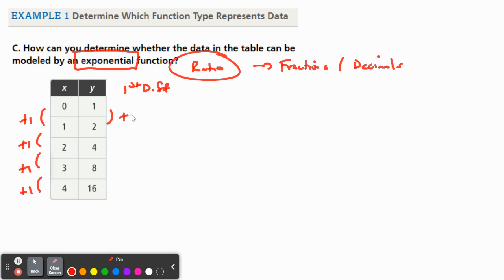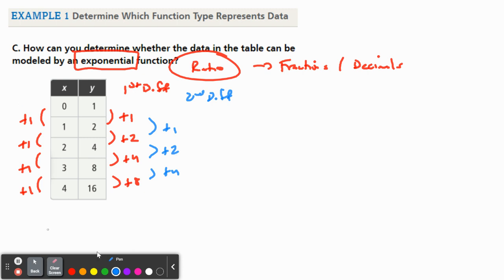So from 1 to 2, it's a difference of 1. From 2 to 4, it's a difference of 2. 4 to 8, difference of 4. 8 to 16, a difference of 8. Right? So the first differences are not constant. So now we look at the second differences. From 1 to 2, it's a growth of 1. From 2 to 4, it's a growth of 2. From 4 to 8, it's a growth of 4. So the second differences are not constant either.